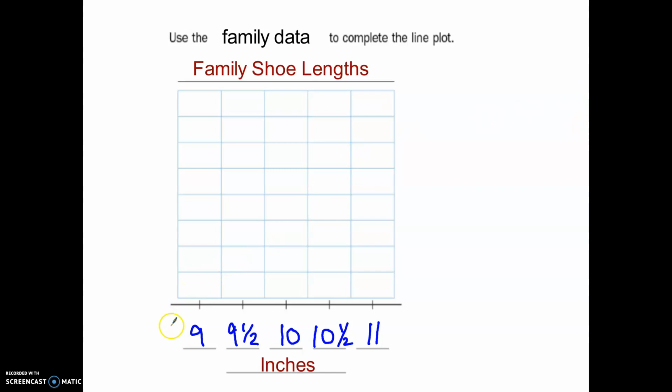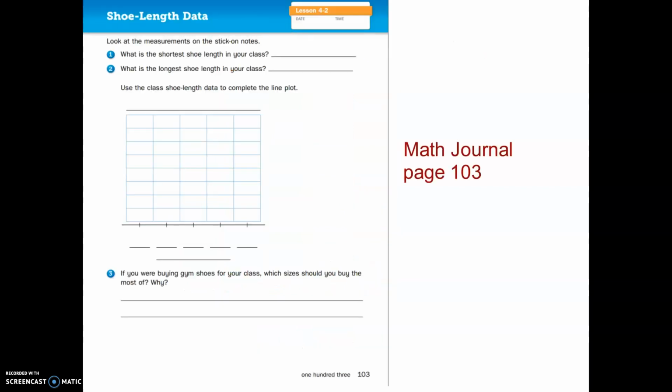So what I'm going to do, I'm going to record my data. Each X means 1. So I had one shoe at 9 inches, one shoe at 9.5 inches, one shoe at 10 inches, 2 shoes at 10.5 inches, and 4 shoes at 11 inches.